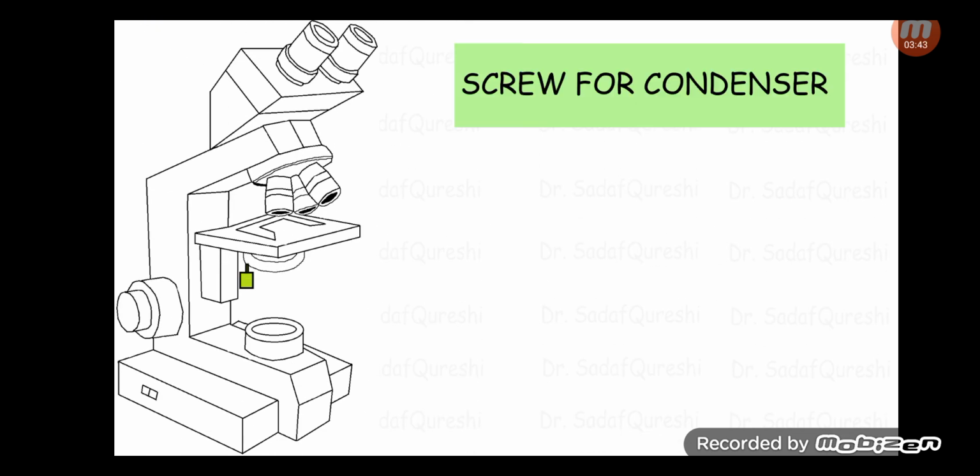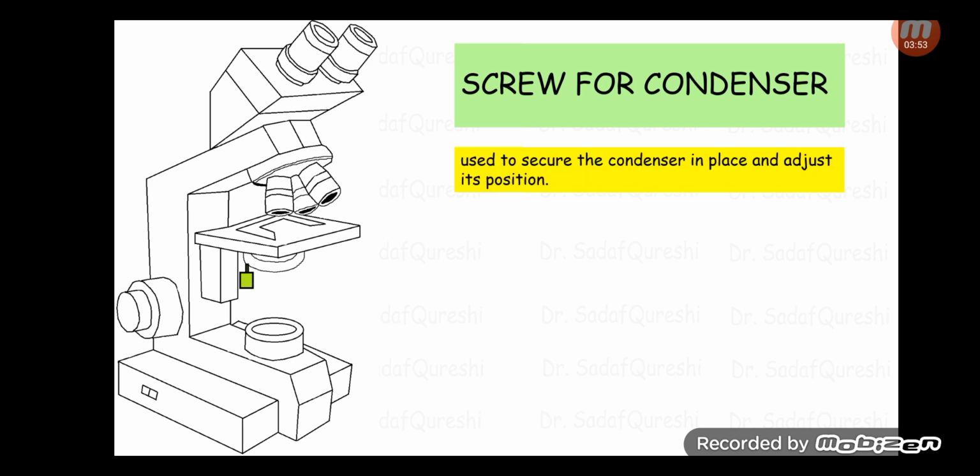The next mechanical part of the compound microscope is the screw for condenser. The green highlighted part in the diagram is the screw for condenser. It is used to secure the condenser in place and adjust its position.